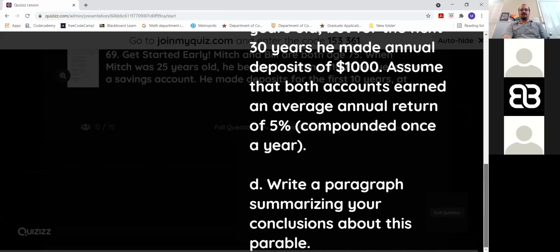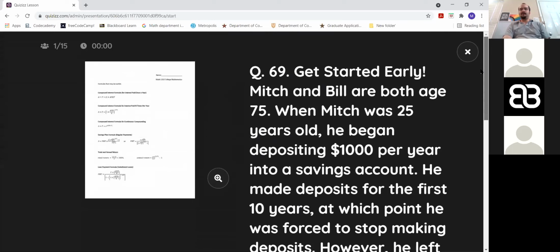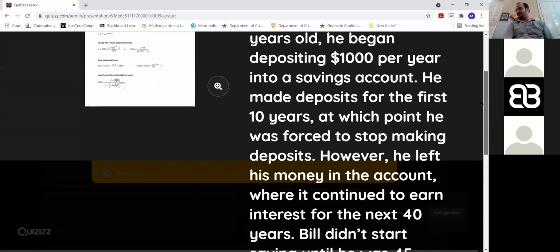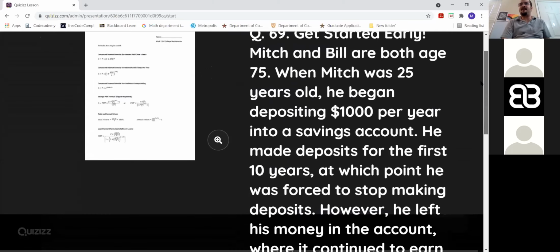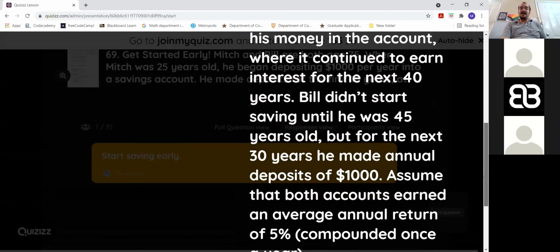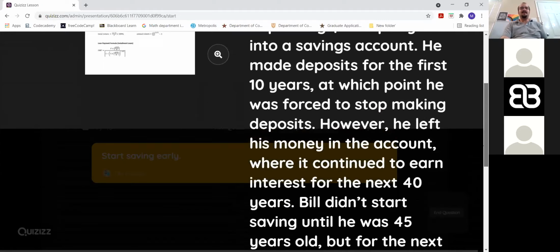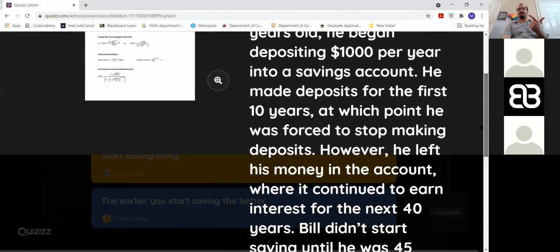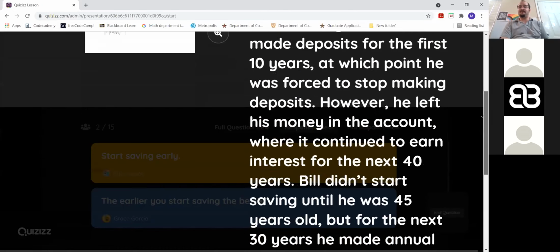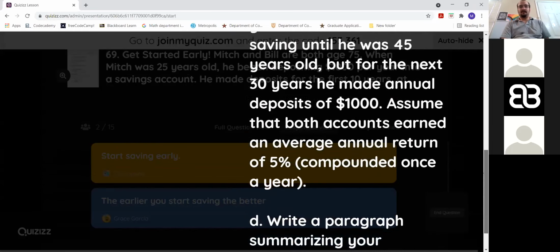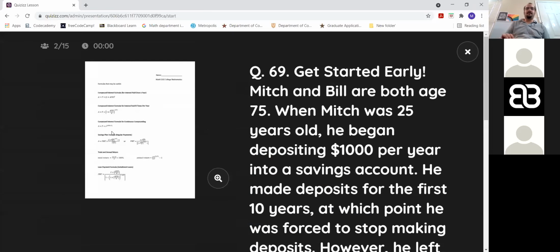Write a paragraph summarizing your conclusions about this parable. In your conclusion, I hope you include: start saving early. Looking back at those amounts, Mitch had way more than Bill had, and Bill actually paid more money than Mitch did. Mitch paid $10,000, Bill paid $30,000. So you should mention how much money they both have and how much they invested. You should include those money amounts in there.